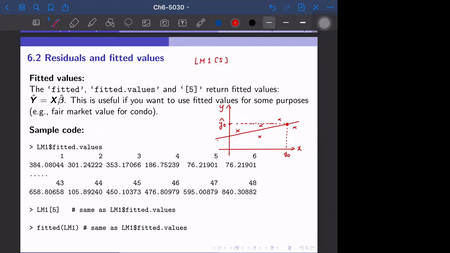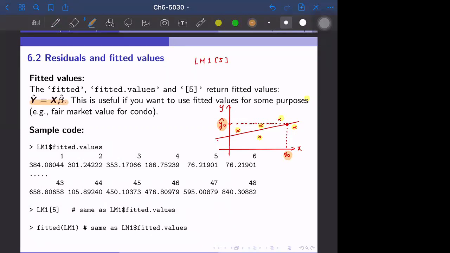So here we have a graph. We are given several data points, then we fit the regression line. Then given just the value of x, the best estimate for y is this point. So this is called the y hat. In matrix form, the y hat is equal to x times the beta hat.